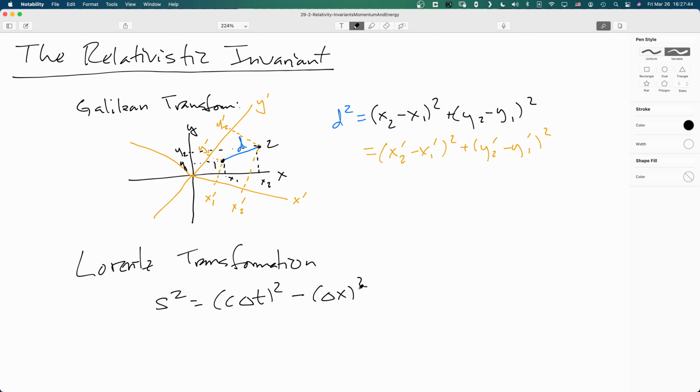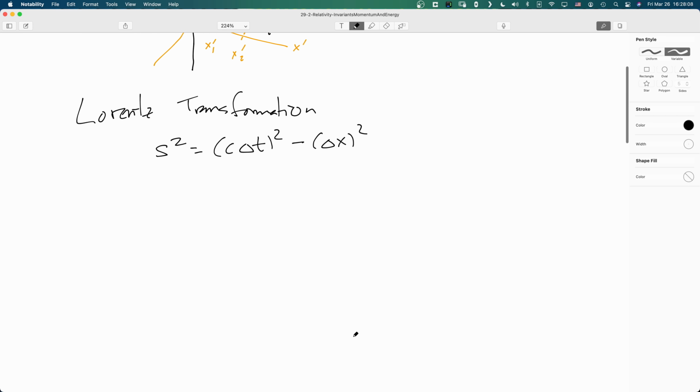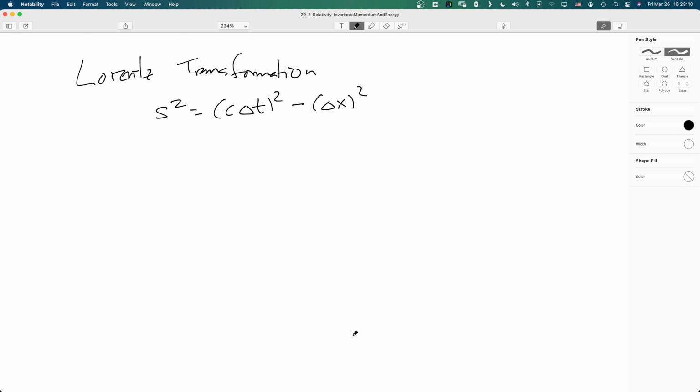minus delta x squared. And if you got y and z axes, you'd then say minus delta y squared and minus delta z squared if you needed it. This is the most common way to define it, although there are authors who define it with the signs flipped.